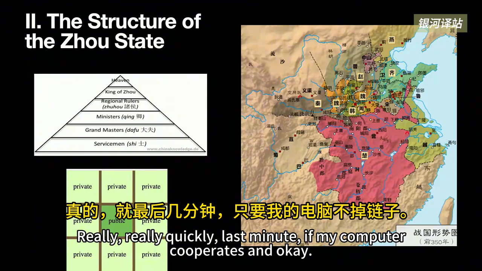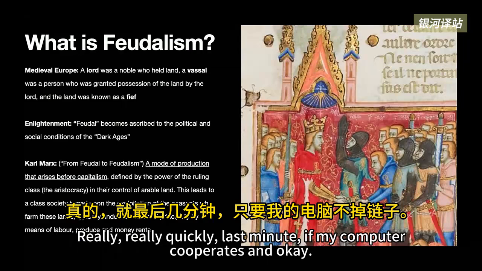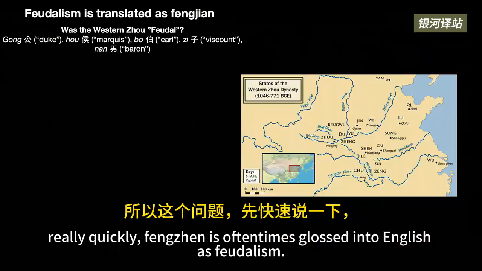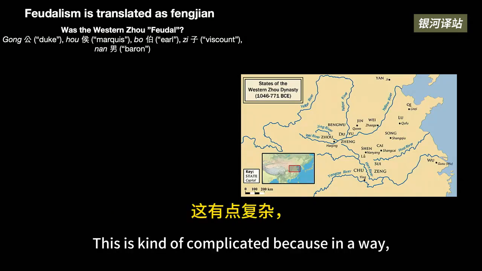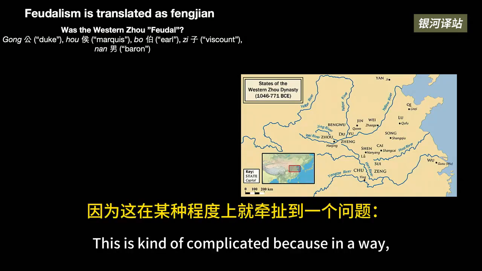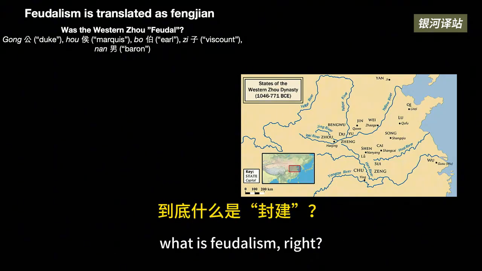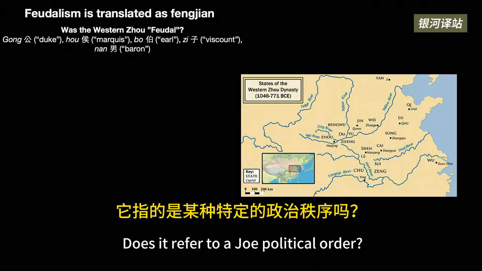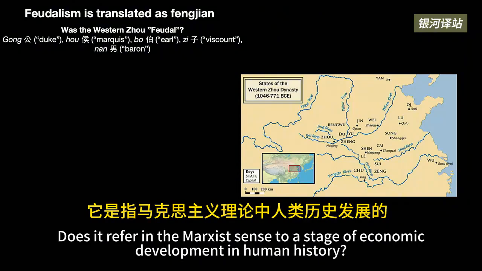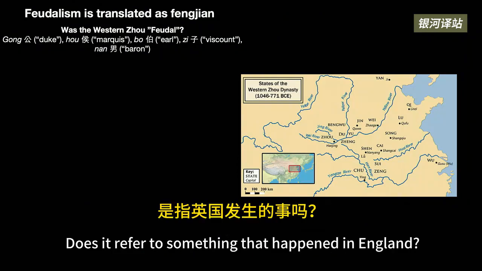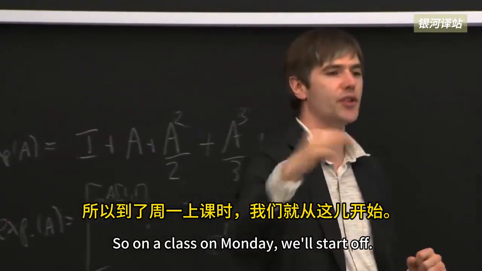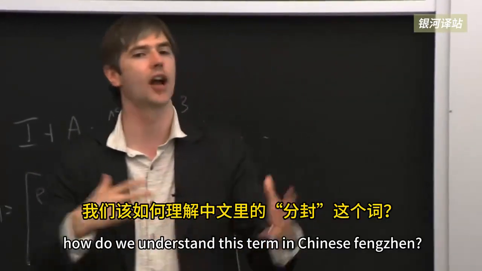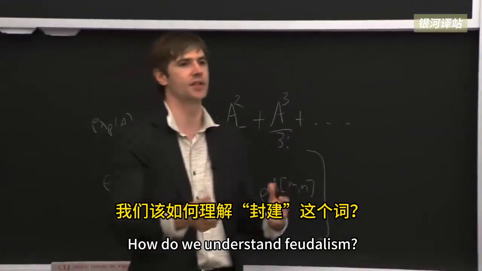All right, really quickly, last minute, if my computer cooperates. Okay, so this question, really quickly. Fengjian is oftentimes glossed into English as feudalism. This is kind of complicated because in a way, it gets into the question, what is feudalism, right? Does it refer to a geopolitical order? Does it refer in the Marxist sense to a stage of economic development in human history? Does it refer to something that happened in England? It's a very imprecise term. So in class on Monday, we'll start off, I'll break it down for you, to understand how we understand this term in Chinese, Fengjian, and how we understand feudalism. And then we'll go from there.